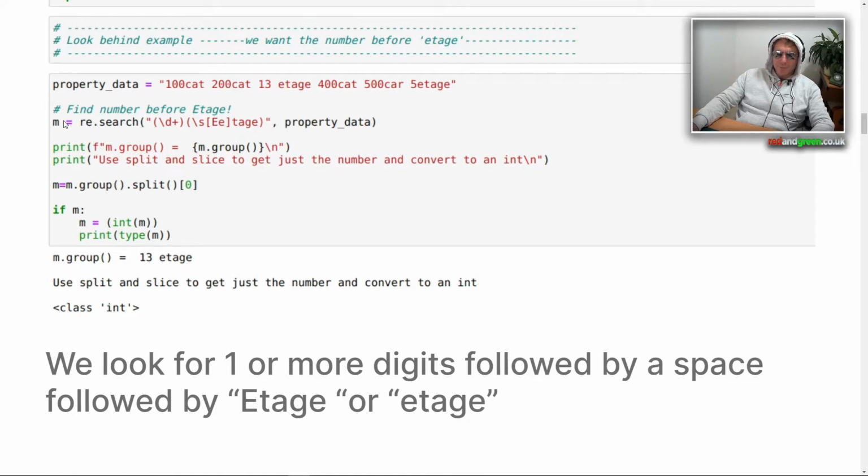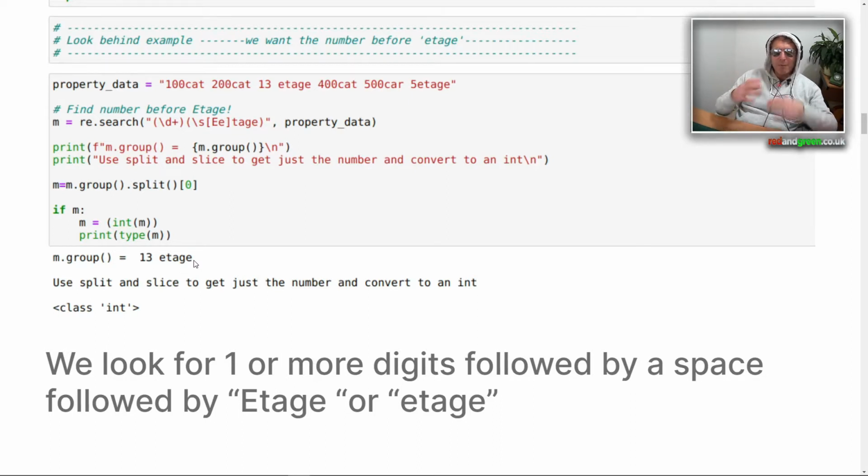And then we create a variable. The variable equals that object. And what we want to do is, after we've collected that object, we have to use dot group, so m equals, m dot group with parentheses. So m, that's the object, which is returned by the regular expression. And then we do dot group with a pair of empty parentheses. And then, well, obviously printing it, m dot group gives us 13 space etage.